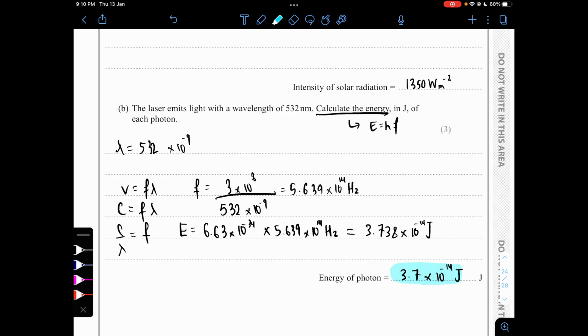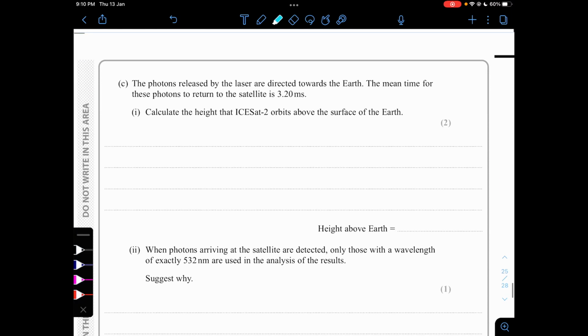And we get this from how? From using E equals hf, and then using v equals f lambda and figuring out this is the wavelength. All right, move on to part C(i).